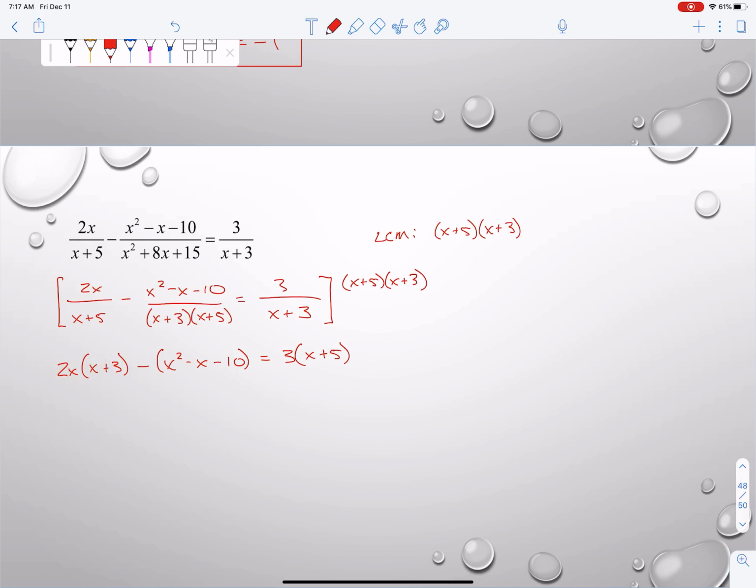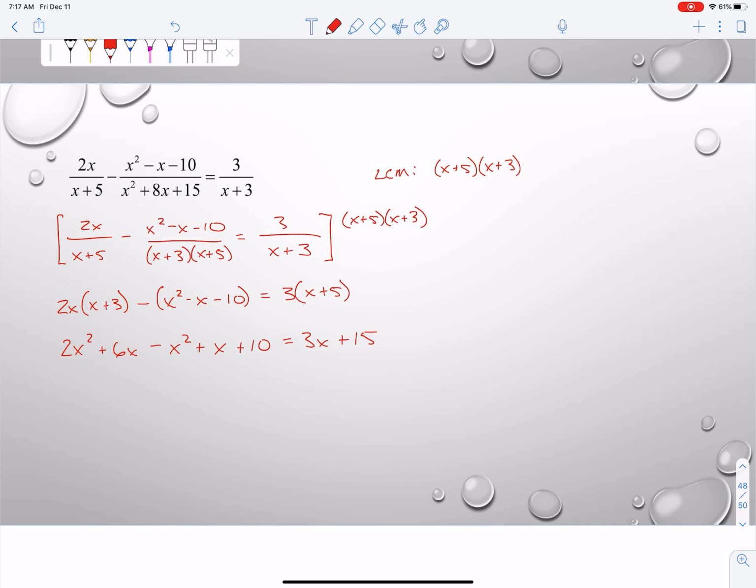So let's distribute. We're going to get 2x squared plus 6x minus x squared plus x plus 10 equals 3x plus 15. Again, I'm going to have a quadratic here. I want to get everything on one side of my equation. So we're going to combine like terms, move to the left. So 2x squared minus x squared is x squared. On the left, if I add, I'm going to have 6x plus x, or 7x. And when I subtract the 3x, we're going to have a 4x. And when I subtract the 15, I'm going to have a negative 5 equal to 0.